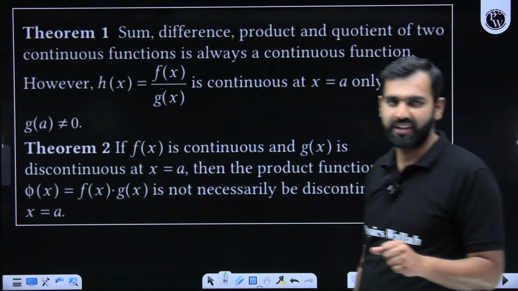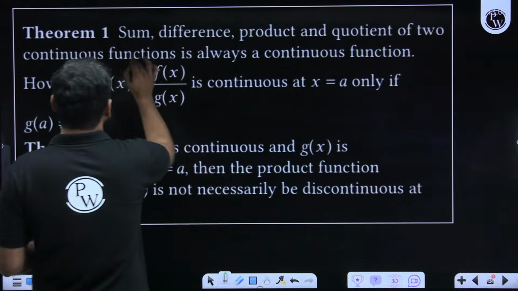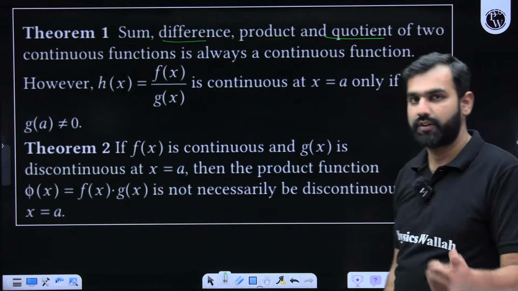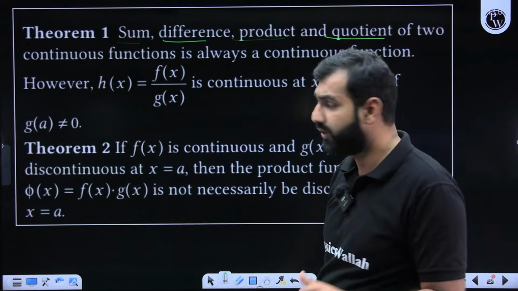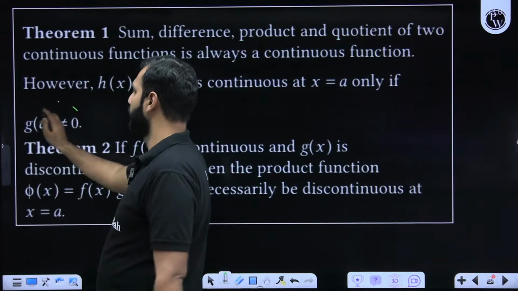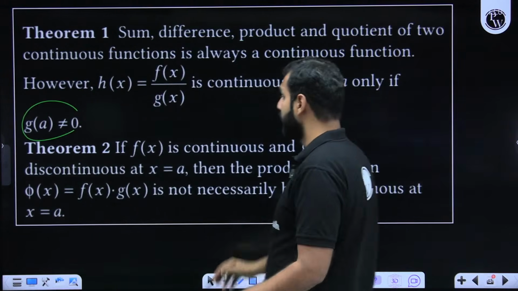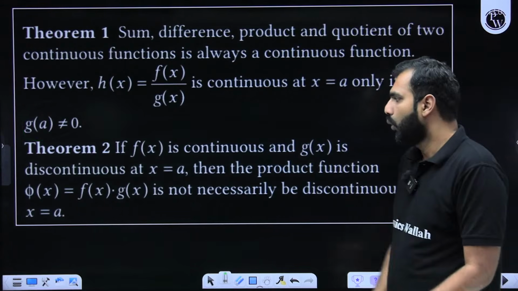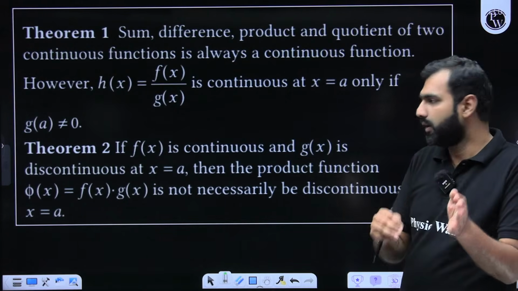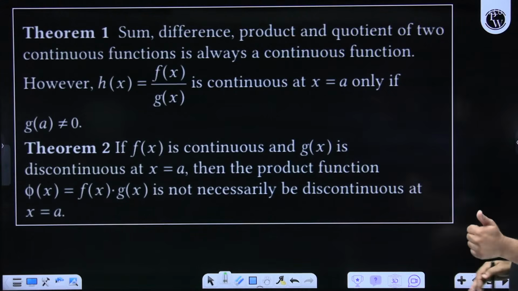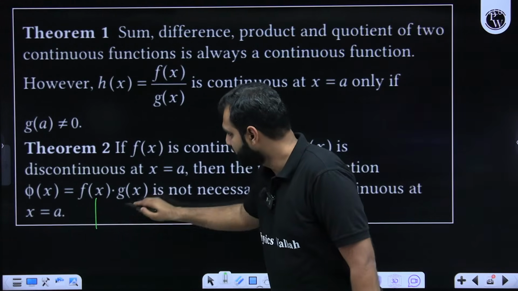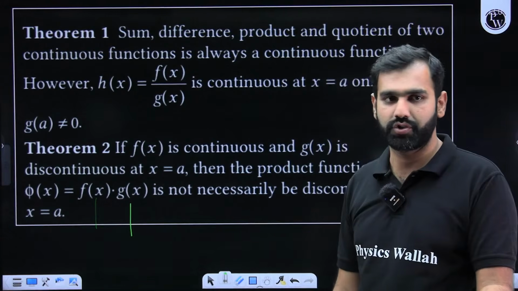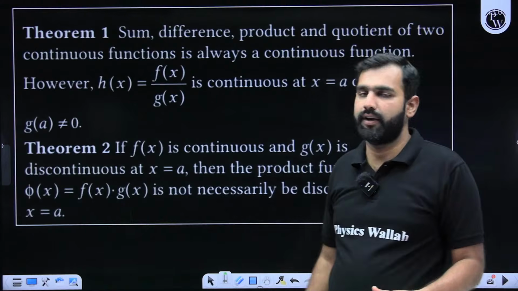Let's have a discussion on that as well. When you say sum, difference, product and quotient of two continuous functions, then it is always continuous, given that in the quotient the denominator should not be 0. Second theorem: if f(x) is continuous and g(x) is discontinuous, then nothing can be said about the product there. I repeat, if f(x) is continuous and g(x) is discontinuous, then you wouldn't say that f(x) into g(x) will be a discontinuous function. We cannot say, we got to work it out.